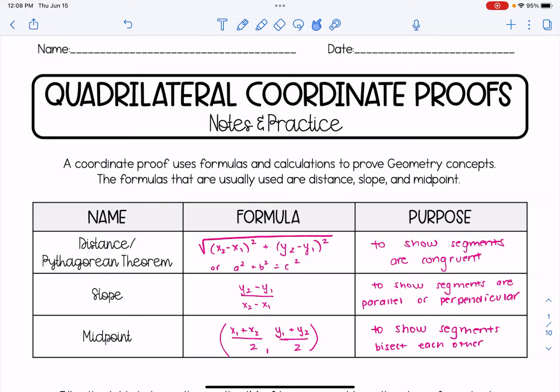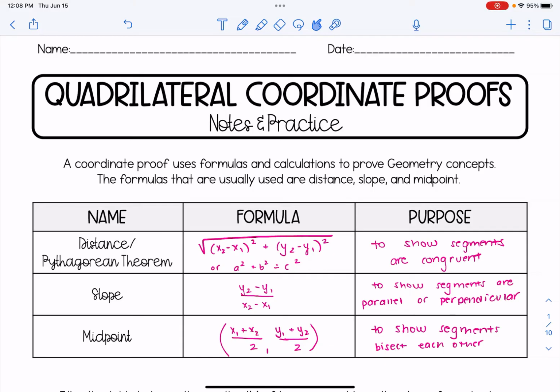So for the sake of keeping this video brief, I have gone ahead and filled in a lot of the notes here. So if at any point throughout the video you need more time to copy something, absolutely just pause the video. So let's just review the three coordinate geometry formulas that we could use for these proofs.